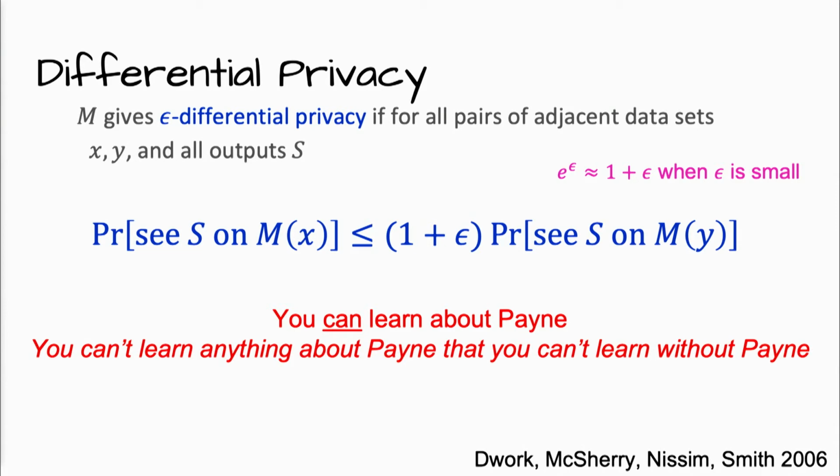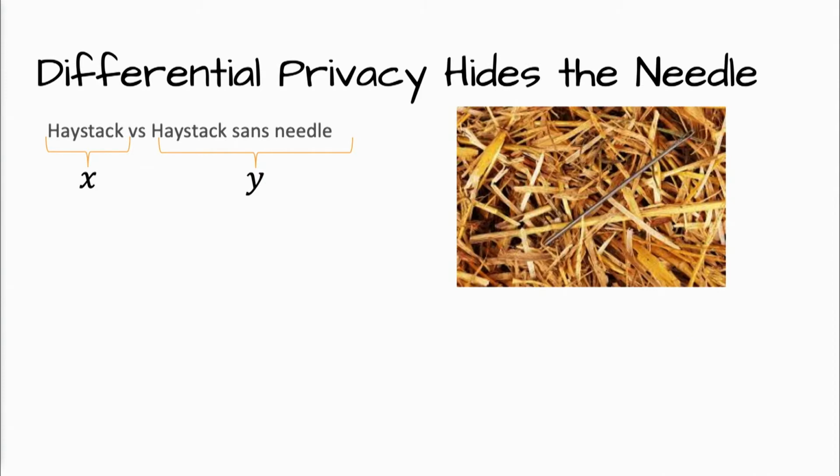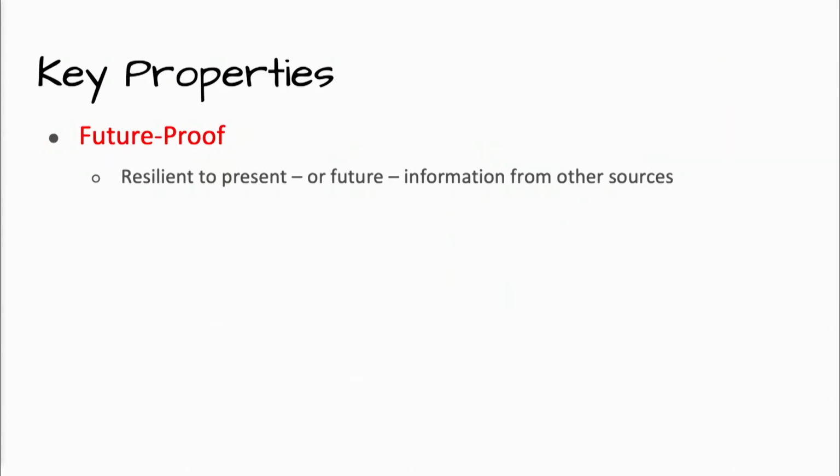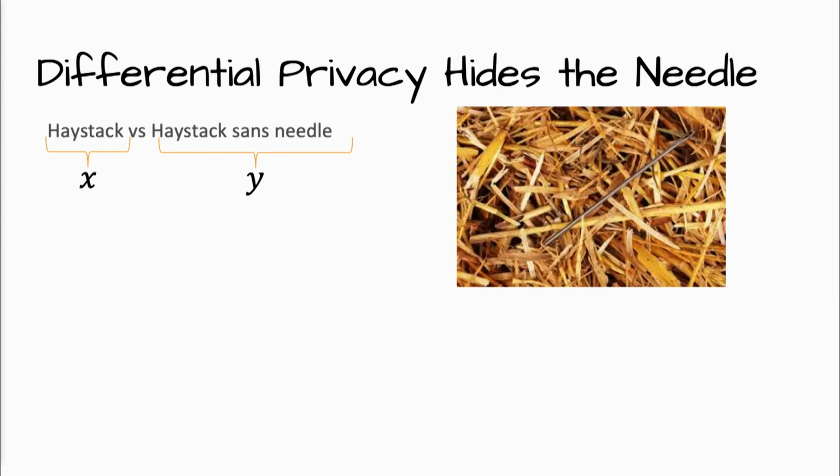So differential privacy does permit you to learn about Pain. You just can't learn anything about Pain that you couldn't have learned without her. So that's the definition. So going back to the needle in the haystack, if you think of a database X as being the haystack containing the needle, and the database Y as being the haystack without the needle, then differential privacy says that you see the same things with essentially the same probabilities in X and in Y. So of course you're not going to see that needle. You won't even know that it's there.